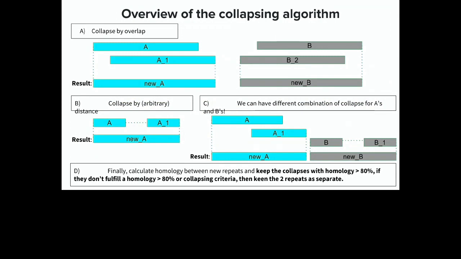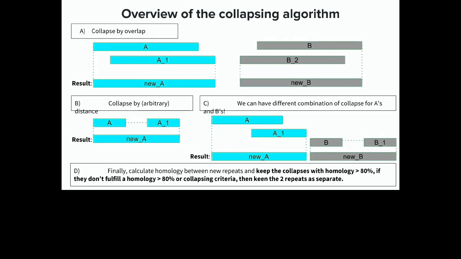So basically, we have 3 possible scenarios where we can collapse all the repeats. The first one of them is by overlap. So A and B are a pair of repeats, and A1 and B2 are the following pair of repeats. And if they are overlapping, it means that we can try to collapse them, resulting in larger alignments. The next one is by distance. So if this set of repeats are at least 2 kilobases away from each other, it also means that we can try to collapse them. And the third one is a combination of both of them.